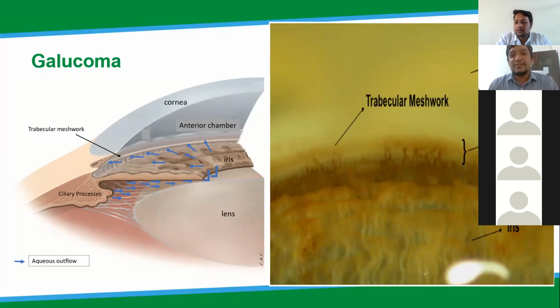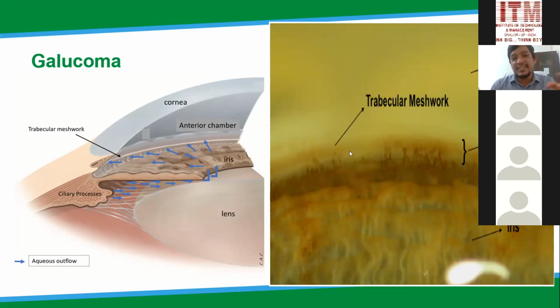Okay, fine. I will not go into much detail of this structure. This is how the trabecular meshwork looks in the eyes. It is a very fine, microscopic structure that we see in the gonioscopic examination. But this whole intraocular pressure, and glaucoma, basically revolves around the trabecular meshwork. If it is not working properly, the eye pressure is going to increase, especially in pediatric patients.